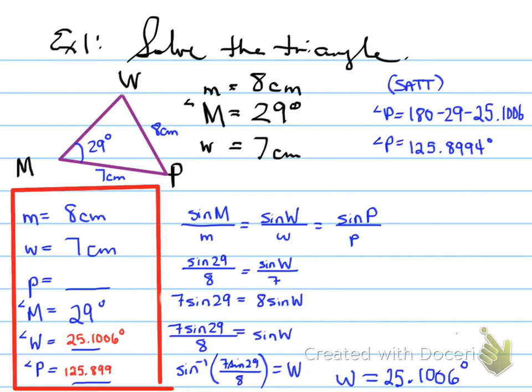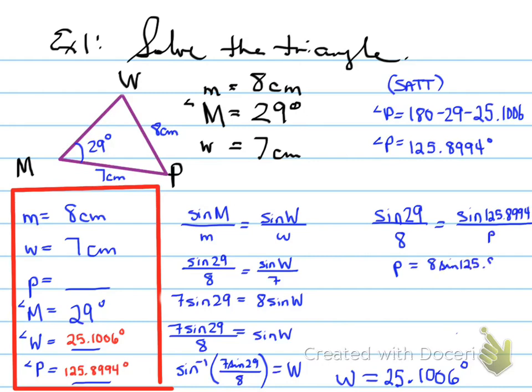Next we need to find side p. We will use sine law again, this time using sine M over m, which is what we were originally given, and sine P, which we just calculated, over little p. When we cross multiply and divide, we find that p is equal to 13.3669 centimeters.